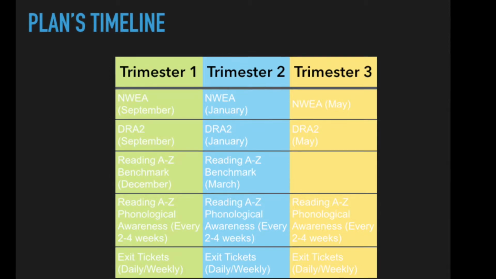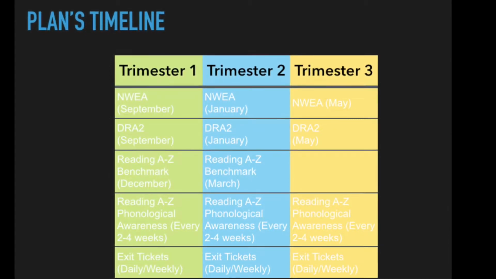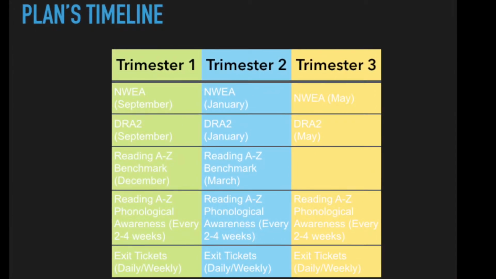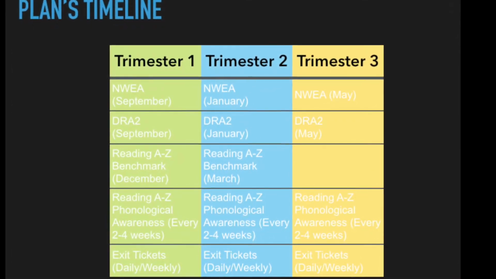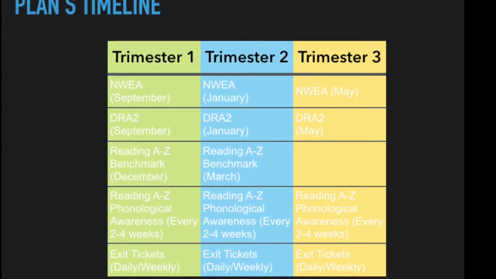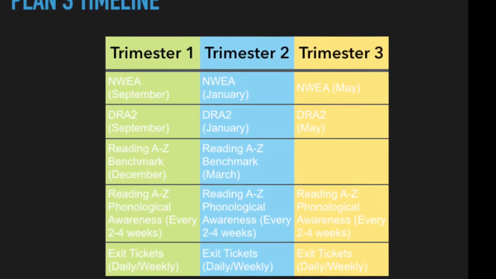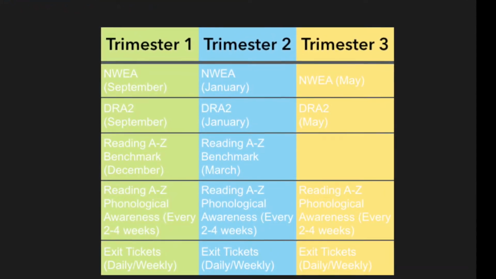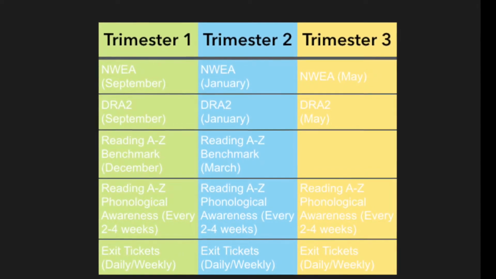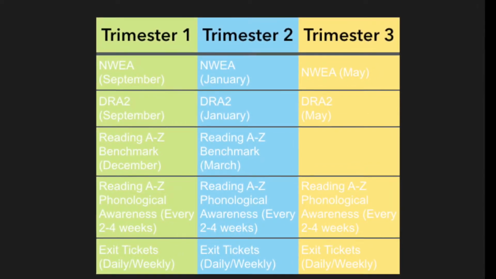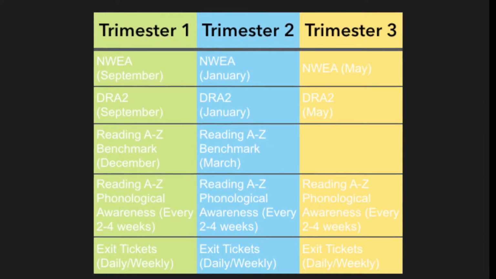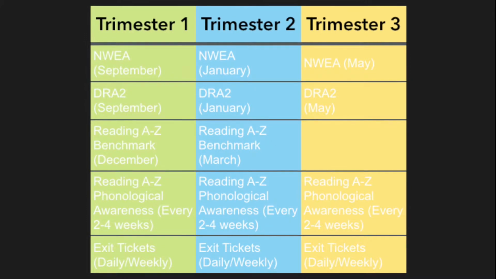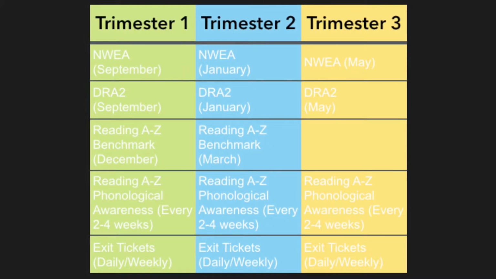Here is my timeline for my plan. The MAP will be taken in September, January, and May, as well as the DRA. In between those assessments, I will administer the Reading A to Z benchmark to progress monitor students in between those summative assessments, as well as giving them the phonological awareness around every 2 to 4 weeks, depending on instruction, as well as exit tickets, which would be given out daily or weekly, depending on the lesson.